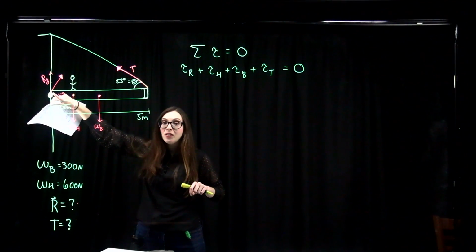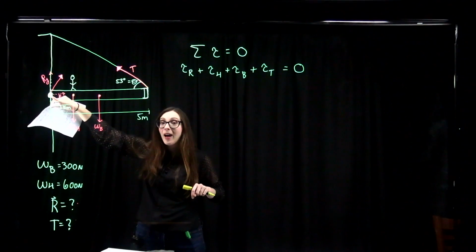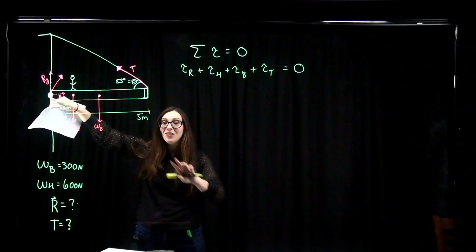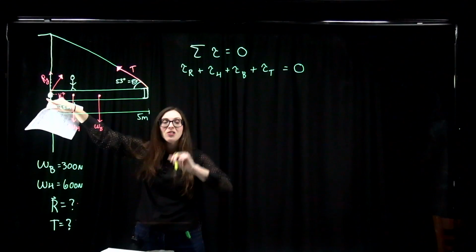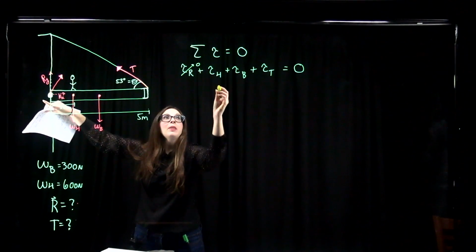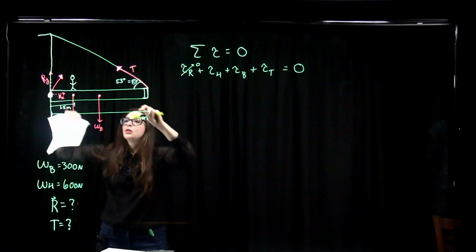Now, the force that the wall is exerting on the beam is sitting right at the pivot point. So that means that its torque is 0. Anytime you have a force applied right at a pivot point, there is no torque from that force. So that is 0.